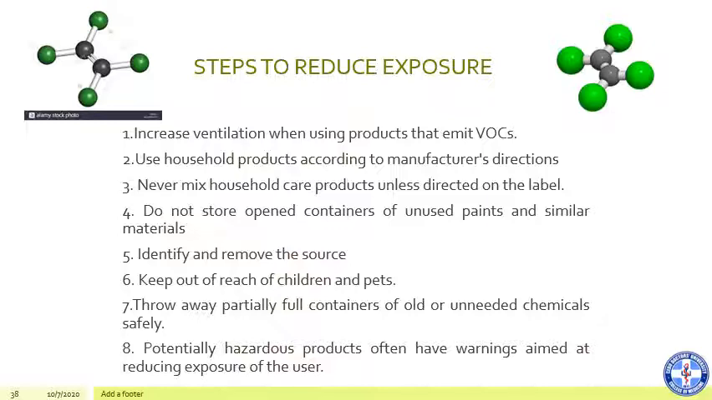Number 5. Identify and remove the sources. Number 6. Keep out of reach of children and pets. Number 7. Throw away partially full containers of old or unneeded chemicals safely. Number 8. Potentially hazardous products often have warnings aimed at reducing exposure of the user. For example, if the label says to use the product in a well-ventilated area, go outdoors or to an area equipped with an exhaust fan to use it, or open up windows to provide the maximum amount of outdoor air if possible.